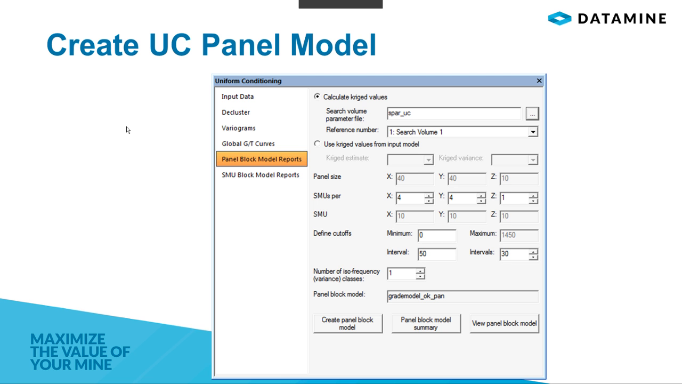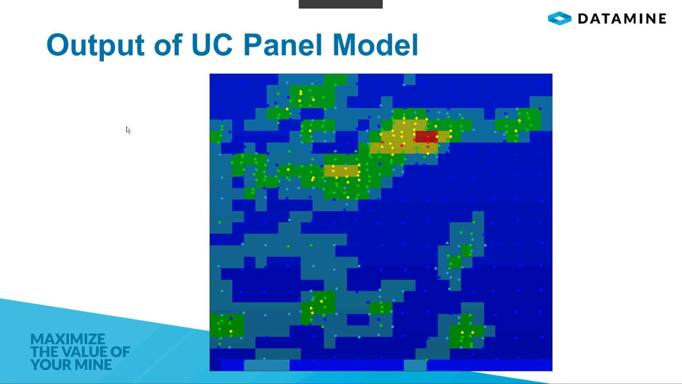So the output of this is actually a panel model, and we can see the grades that have been defined, in this case by ordinary kriging, and comparing them against the dots which you can see, which are the samples that have been used. And you can see that the grade of the model represents fairly closely the distribution of grade seen in the sample, although of course, because the panel size is pretty large, we don't see any granularity.